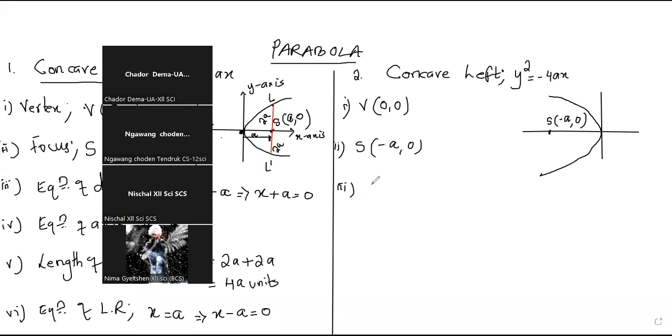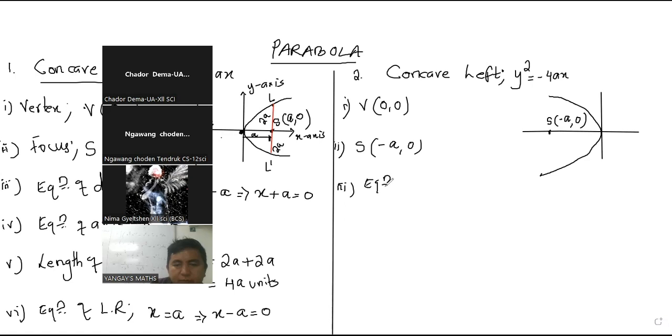Equation of directrix. First tell me, x is equal to what? x equals to a. Let me draw the directrix. x is equal to a, which implies x minus a is equal to 0. Okay, that's good. So this becomes the equation of directrix, which is positive a.